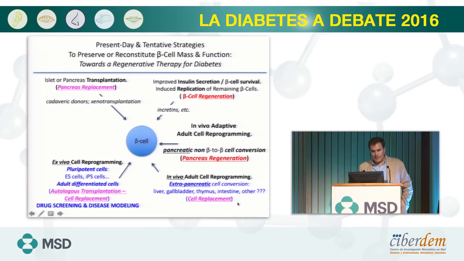And what we have seen in the pancreas is that there is this capacity of adaptive adult cell reprogramming, whereby non-beta cells within islets become insulin producers. This is a pancreas regeneration approach. Trying to understand this and foster this process is a regeneration approach.